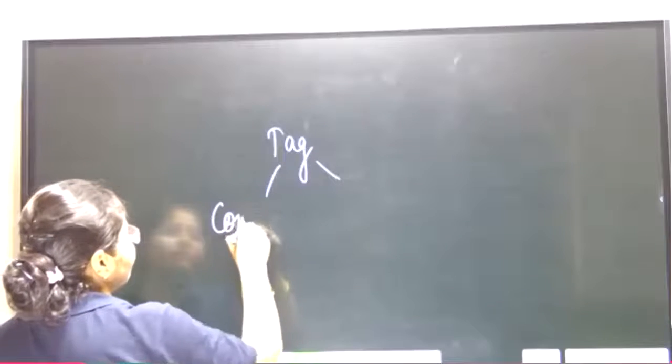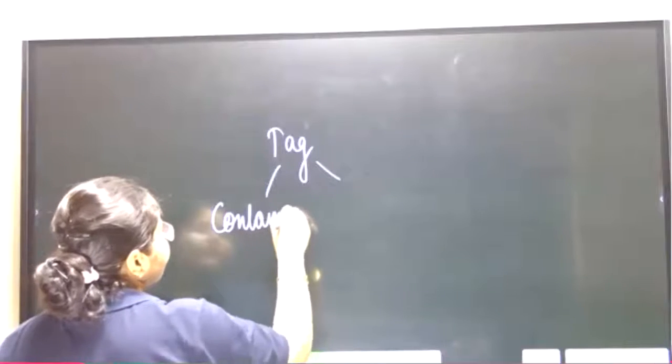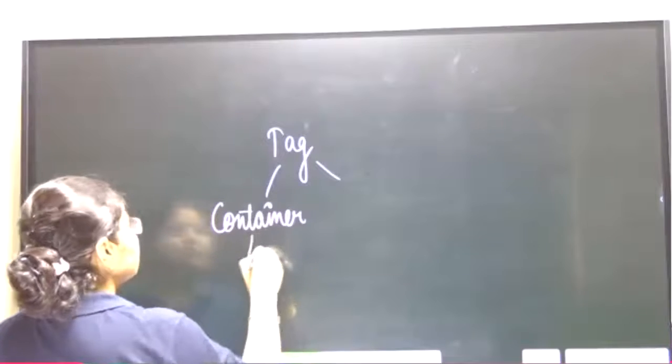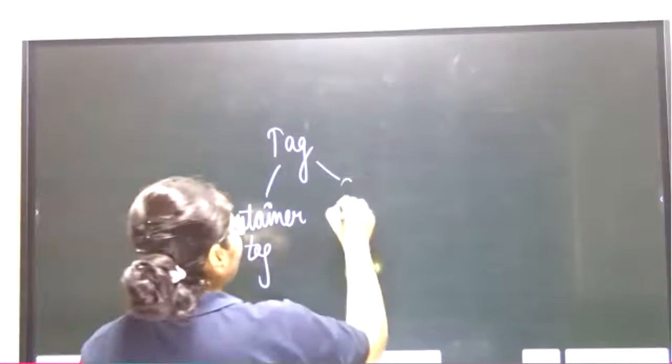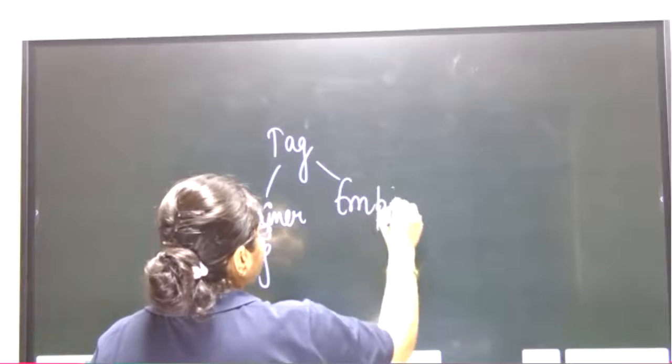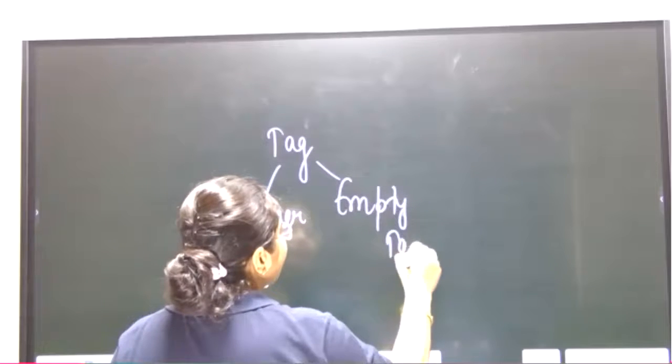So in HTML we are having 2 types of tag. Okay, it can be container tag or empty tag. Now what is the meaning of container and empty?